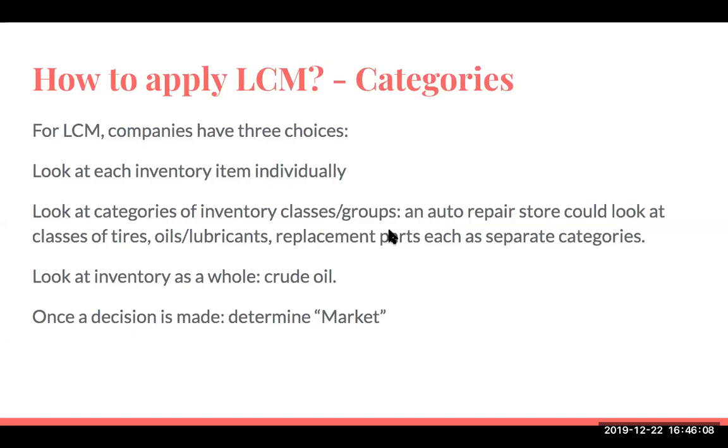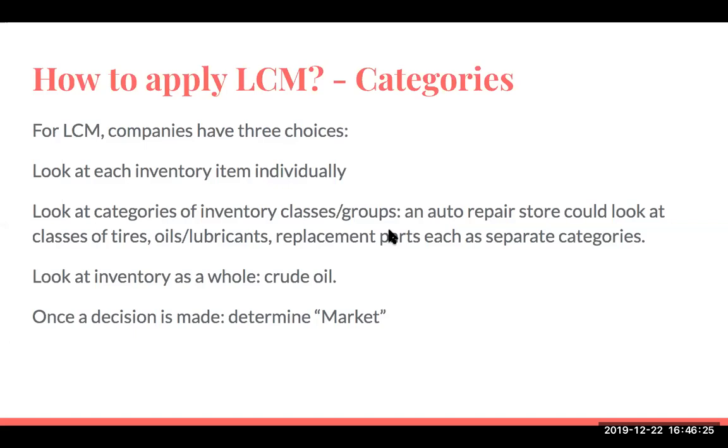Then the one below this is when we're looking at the inventory as a whole. For example, if I'm a refinery and I have oil that is sitting in huge vats, that's not really looking at anything individually as I'm looking at everything as a group.